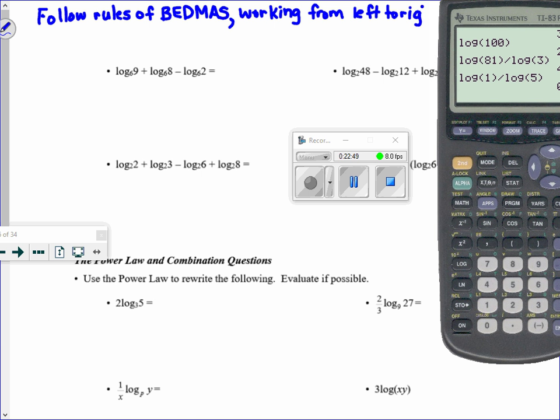The reason we say that is because in this case you have an addition and a subtraction, and those are equal operations as far as BEDMAS is concerned. Addition and subtraction, you do in order, whichever one comes first as you go from left to right. Same if you had two that were multiplication and division, you would do whichever one comes first in order from left to right. Okay.